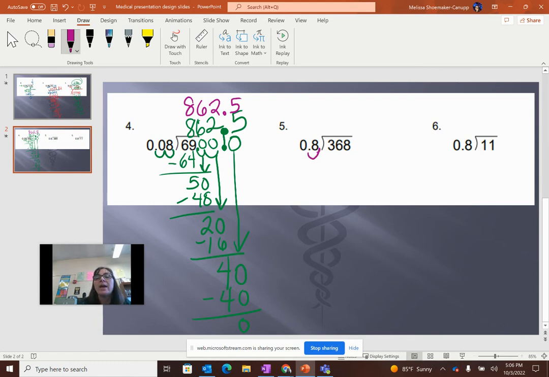Number 5, I have 1 number behind the decimal. So that means I'm going to move it only once and I fill in with a 0. 8 goes into 36 4 times. 4 times 8 is 32. 6 minus 2 is 4. Bring down my 8. 8 goes into 48 6 times. Ooh, that's even. I like that. But I do need to take care of this place value right here.